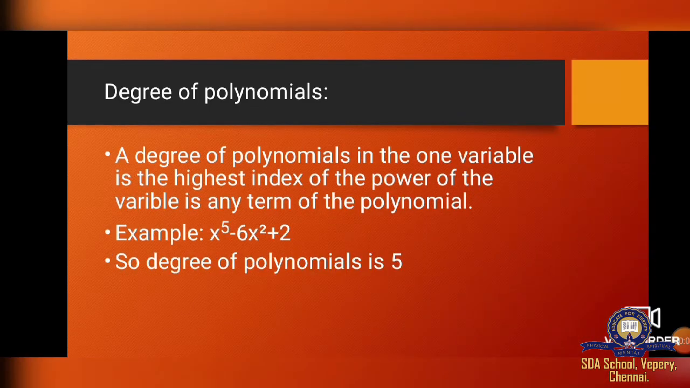Degree of a polynomial. The degree of a polynomial in one variable is the highest index of the power of the variable in any term of the polynomial. For example, let me take the expression x to the power 5 minus 6x square plus 2. From this, which is the highest index? Yes, 5. So the highest power is 5, so the degree of the polynomial is 5.